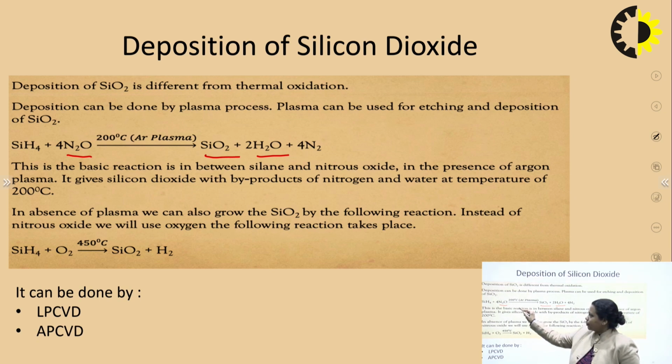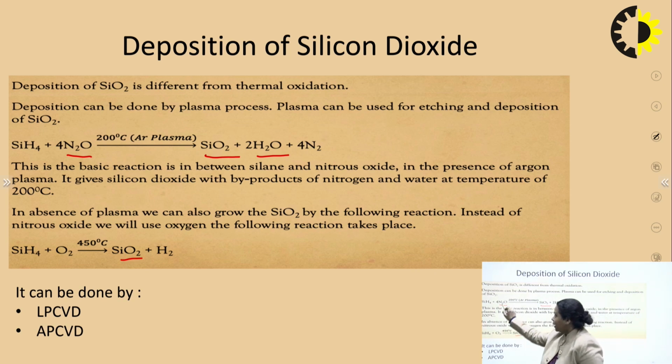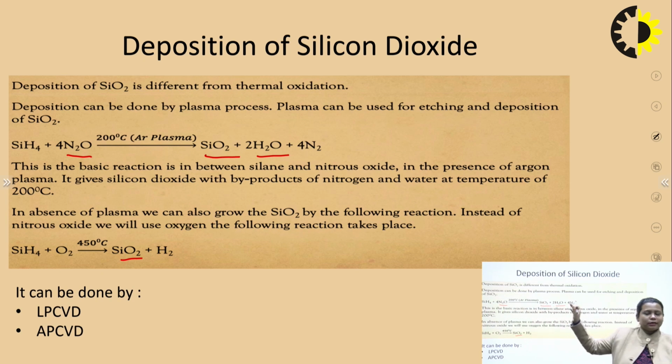So suppose nitrous oxide is not present, right? In the absence of nitrous oxide, we can get SiO2 by just reacting silane with oxygen. So we are reacting silane with oxygen at 450 degrees Celsius, and we are getting SiO2 plus H2O. So this can be done using LPCVD and APCVD, right?